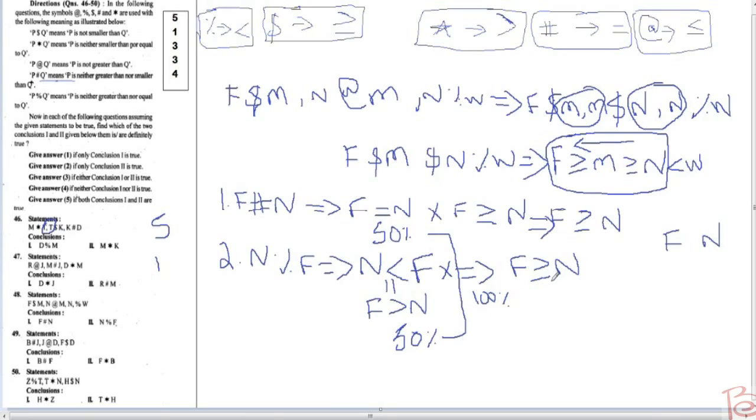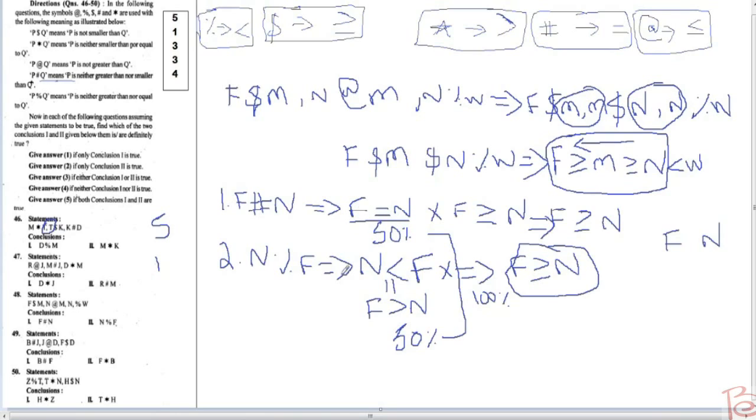Okay, so if I add both these things I'll get this answer, that is f greater than or equal to n, right? Suppose the condition is f greater than or equal to n, which means either f is greater than n or equal to n. That basically means it can be either greater or equal, it cannot be smaller. Okay, and the first conclusion which we got is f is equal to n.